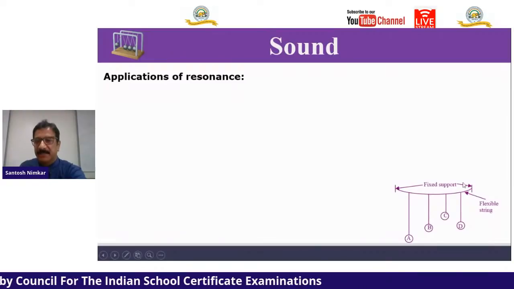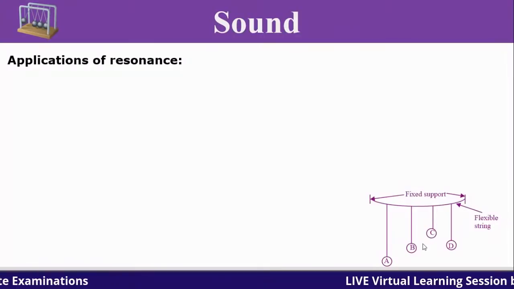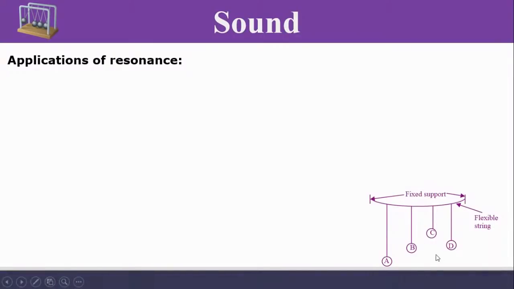Now, to this flexible string, there are five pendulums suspended. A, B, C, D. If you observe, A is the longest, C is the shortest, and B and D having intermediate length, but having length same. B and D have the same length. Now, when I disturb, initially all of them are at rest. When I disturb pendulum A once, so pendulum A will start oscillating, and these vibrations are natural vibrations.